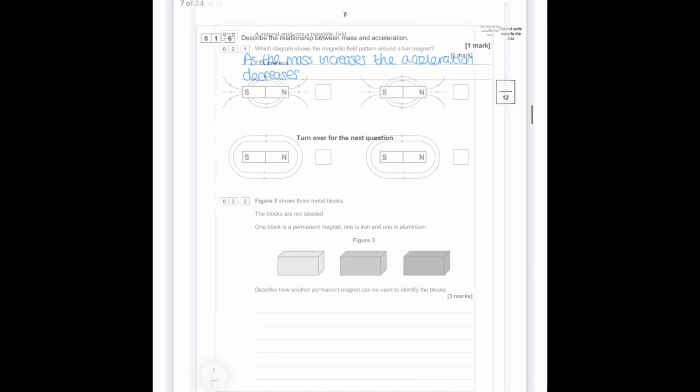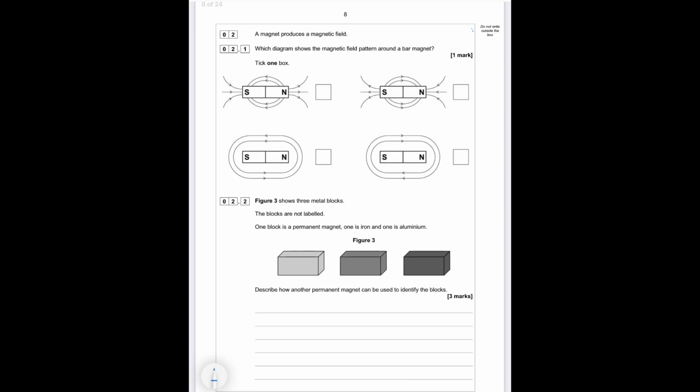For this next question, a magnet produces a magnetic field. Which diagram shows the magnetic field pattern around a magnet? So first of all, when we look at the diagrams, the correct magnetic field lines are shown by these two. However, we've got to remember that the field lines go from the north to the south. So the correct answer is this one here.